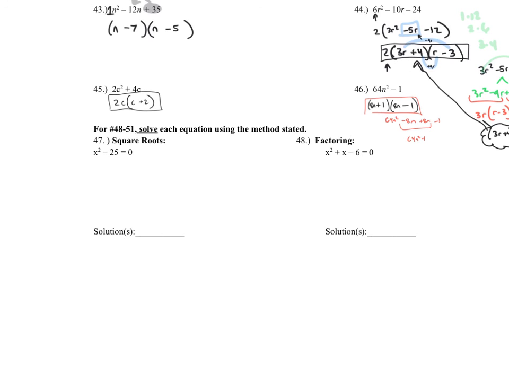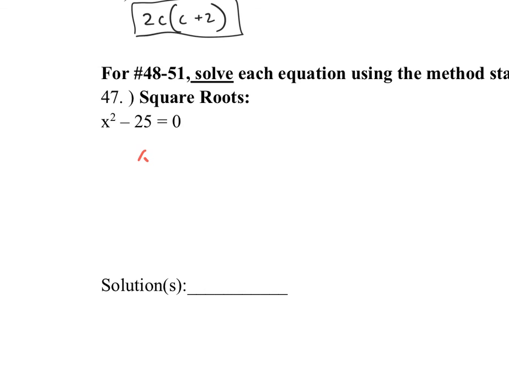So here we're going to solve each equation using the method stated. For this one, square roots. And that's where you solve it most traditionally. You get the x squared by itself and then square root. We'll get plus or minus 5.